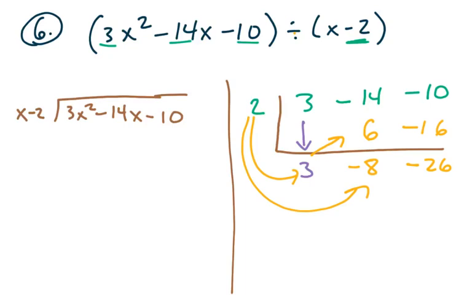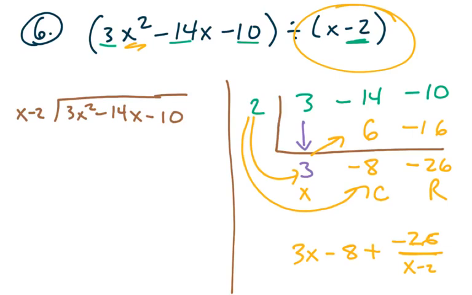What happens here is that if it starts off with x squared, then this will become the x term, this will be the constant, and this will be the remainder. So the answer here is going to be 3x minus 8 plus negative 26 over x minus 2. Remember, when we write the remainder, it's going to be over what we're dividing by, which is x minus 2. Now, once you get comfortable with this, most students gravitate towards synthetic. Okay, so again, this is called synthetic division.